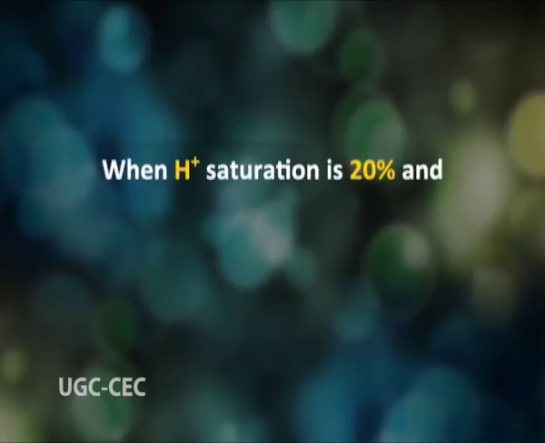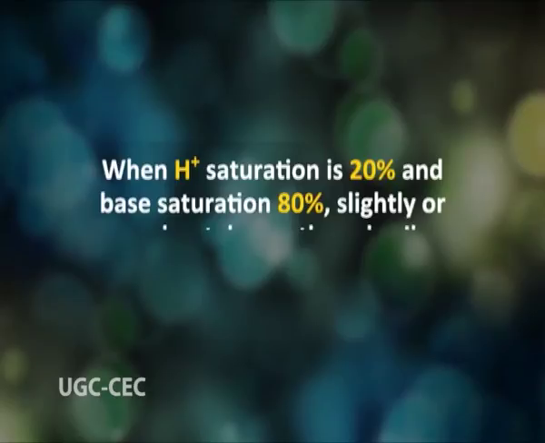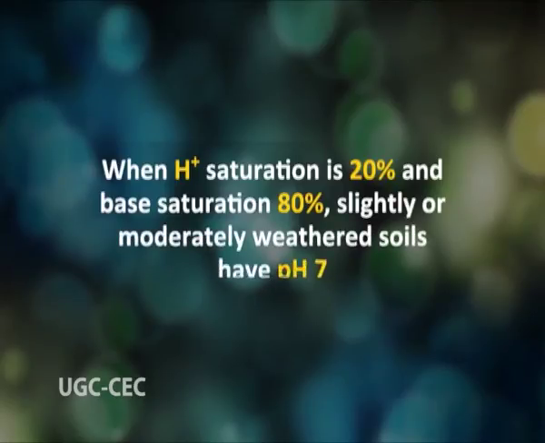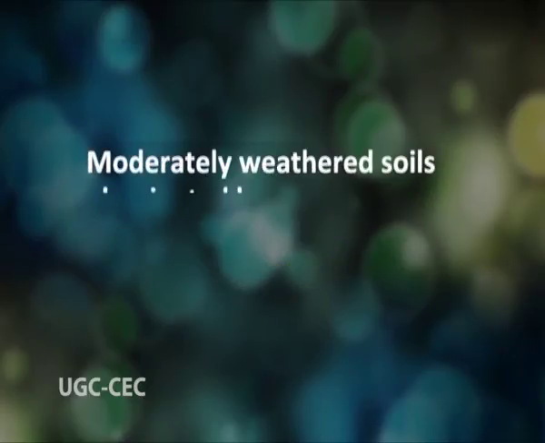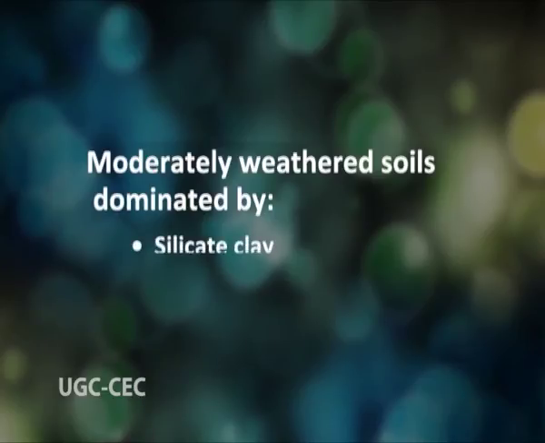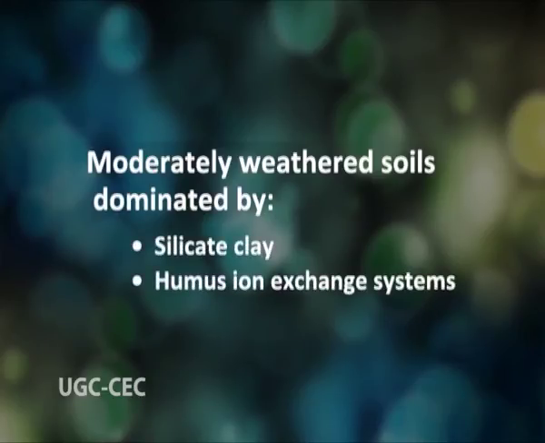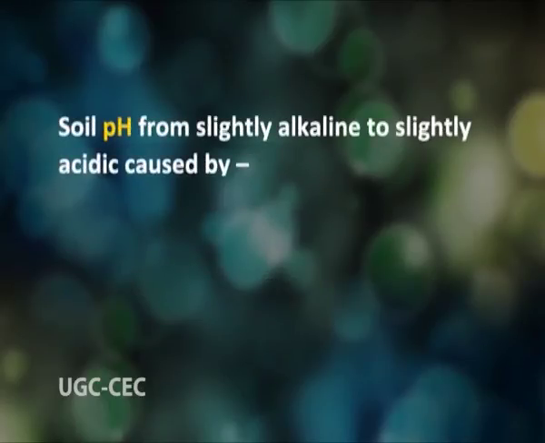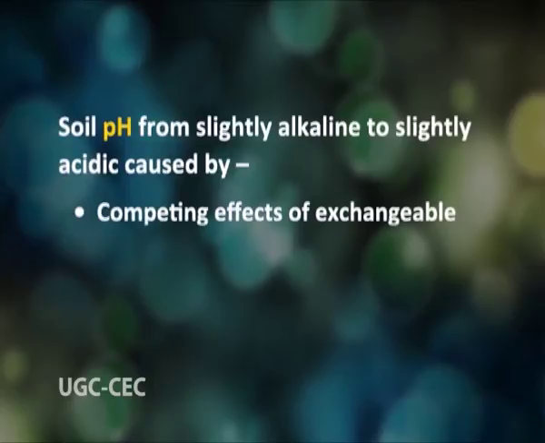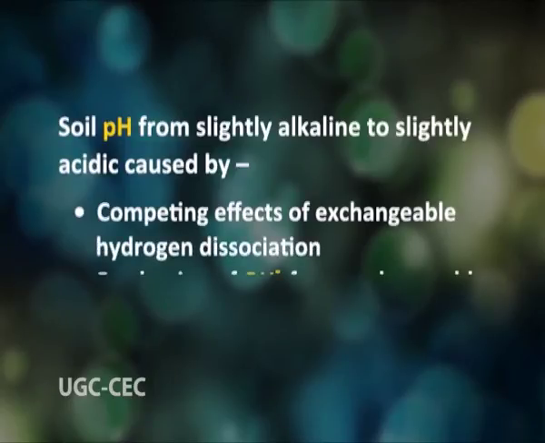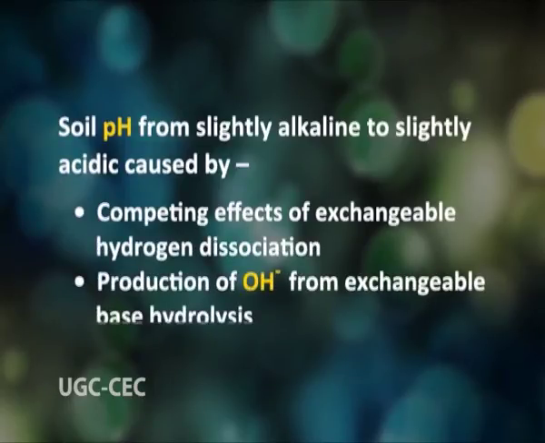Many slightly or moderately weathered soils have a pH of 7 when the hydrogen saturation is 20% and the base saturation is 80%. Such moderately weathered soils are generally dominated by silicate clay and humus ion exchange systems. Soil pH is caused by the competing effects of exchangeable hydrogen dissociation and the production of hydroxyl ions from exchangeable base hydrolysis in soil ranging from slightly alkaline to slightly acidic.